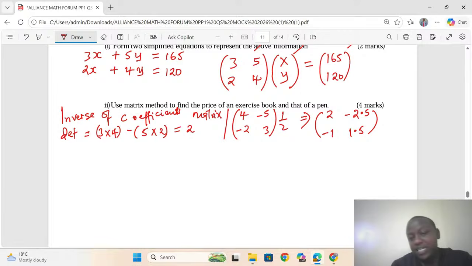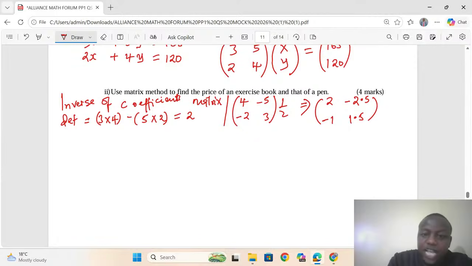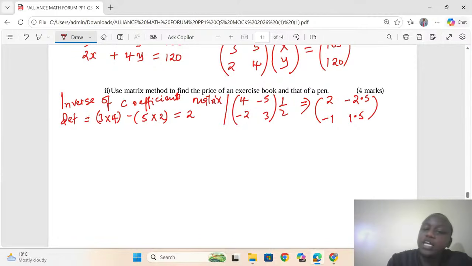Now with the inverse like that, we pre-multiply the matrix equation by it. What if they are already negative? I've said you reverse the sign. If they are negatives, they become positive. Now that they were positive, they became negative.